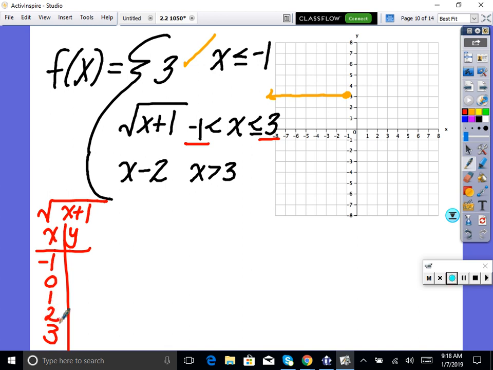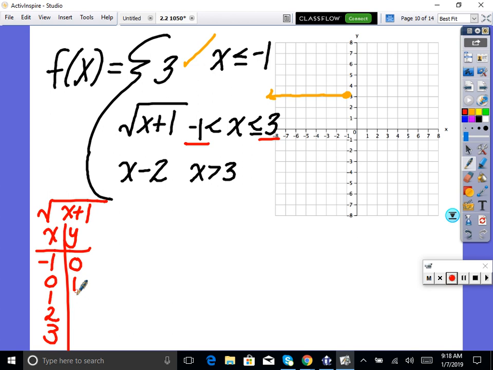So let's plug in a -1 right here. Wouldn't that be the square root of -1 plus 1, which is 0? The square root of 0 is 0, right? Let's plug in 0. The square root of 0 plus 1 is the square root of 1, which is? What is the square root of 1? Oh dear. Yes, you're right. Do you guys know that the square root of 1 is 1?